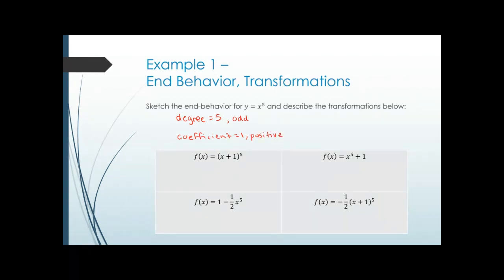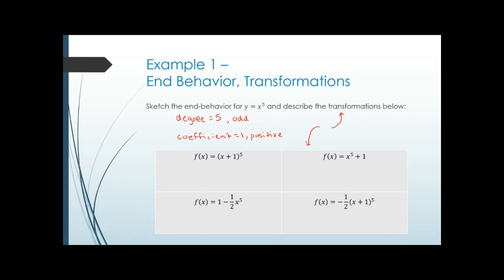So anything that has an odd degree and is positive is going to look like this for the end behavior. That is the basic shape. And then these transformations occur to the basic shape, shifting it left, up, down. The same transformations that we saw last week still apply here. Last week I talked about how, when we're looking at transformations, the degree or the exponent doesn't really matter. What matters is what happens to the x, whether it moves left or right, that sort of thing. So that's the same thing here.